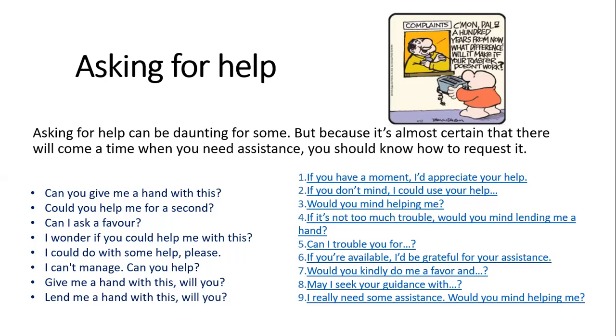Okay? Can I trouble you for, and then you say for what? Okay, can I trouble you for finding an apartment near here, for example? Or you can say, if you are available, I would be grateful for your assistance, right? Would you kindly do me a favor and, okay? So you can continue, you can add what you want to be done. Okay, may I seek your guidance with, and then you can ask the question.